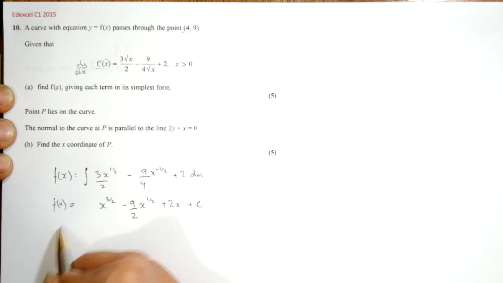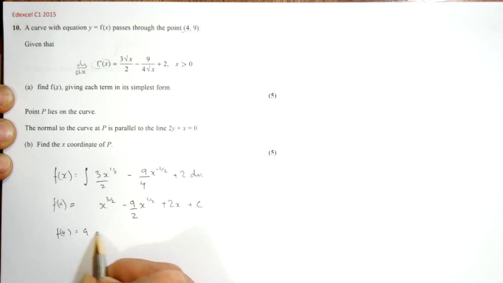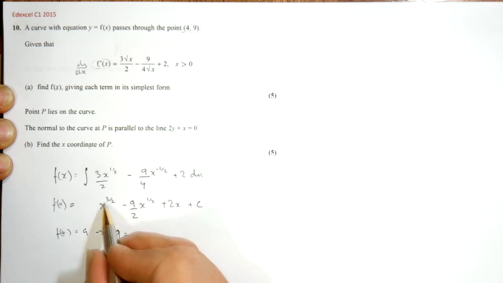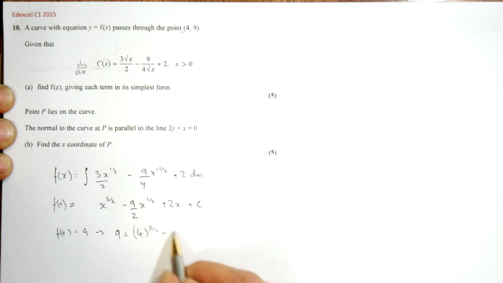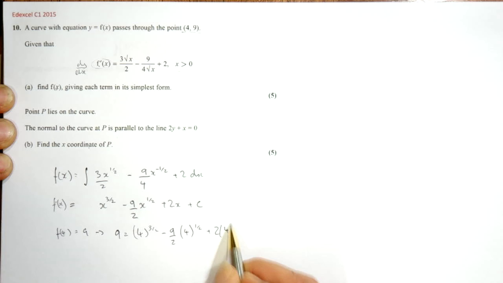And we know that f of 4 equals 9, and that gives us that 9 is equal to 4 to the 3 over 2, take away 9 halves of 4 to the half, plus 2 4s, plus c. So c is going to be 9, take away 4 rooted and then cubed is 8. 4 rooted is 2 times 9 over 2 is 9. And then that becomes plus, and then we're going to take away 8. So 9 take away 8 plus 9 take away 8, c is equal to 2.